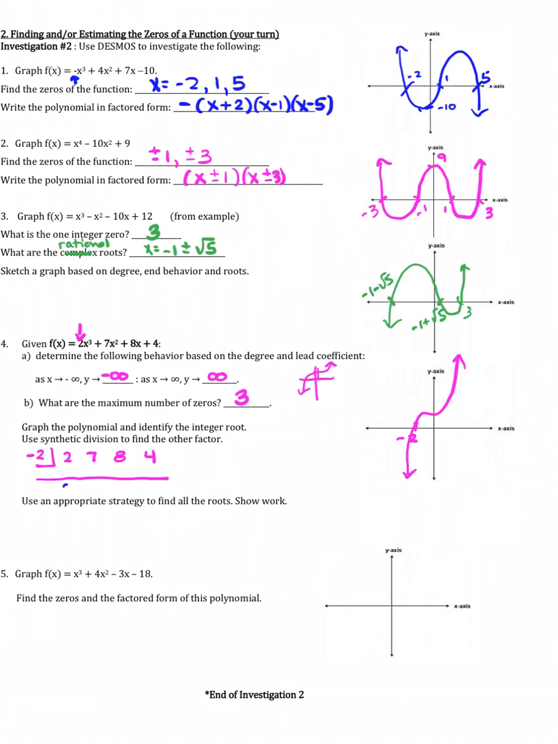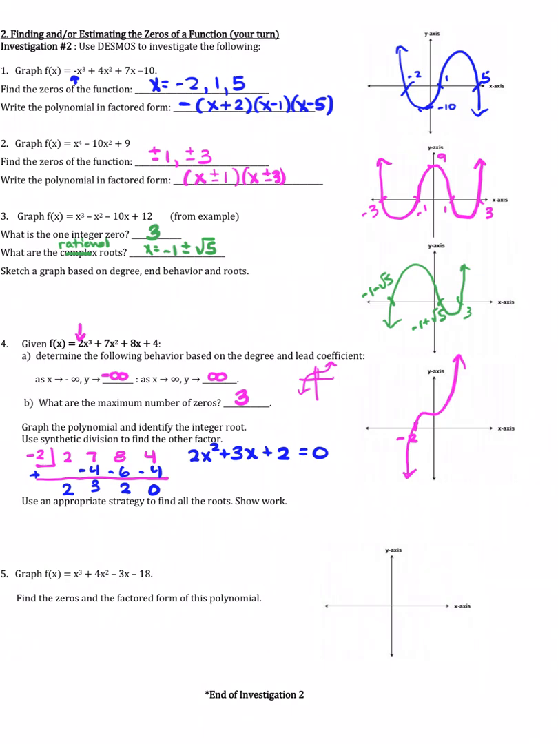So I always bring down my first lead coefficient. -2 times 2 is a -4. 7 minus 4 is 3. 3 times a -2 is a -6. That gives me a sum of 2. And again, -4, you expect to get a 0 there. So 2x squared plus 3x plus 2 is the remaining quadratic.